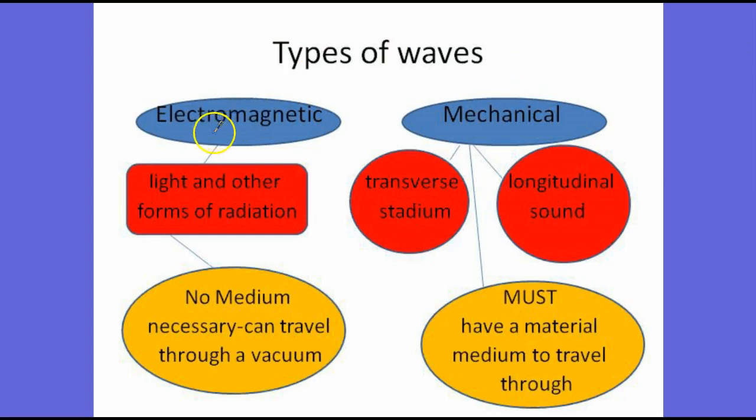There are 2 primary types of waves, electromagnetic and mechanical, and we'll talk about electromagnetic waves later when we talk about light. There's another unit, and we'll talk about this a little bit later. Right now, we're talking about mechanical waves. Mechanical waves have to have a medium to travel through. Light and other electromagnetic radiation does not. There are 2 types of mechanical waves, transverse waves and longitudinal waves.